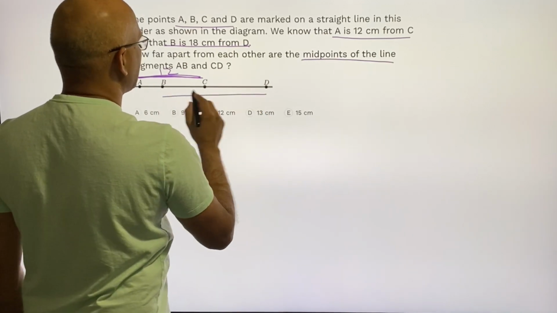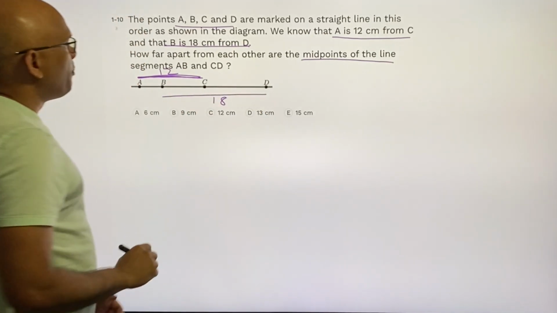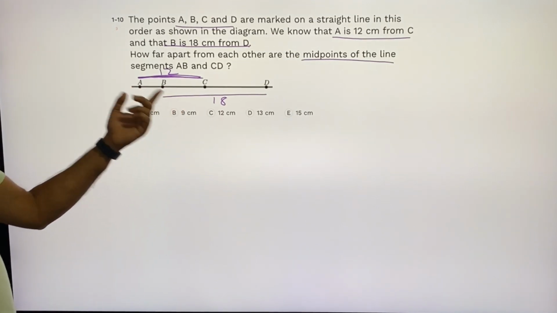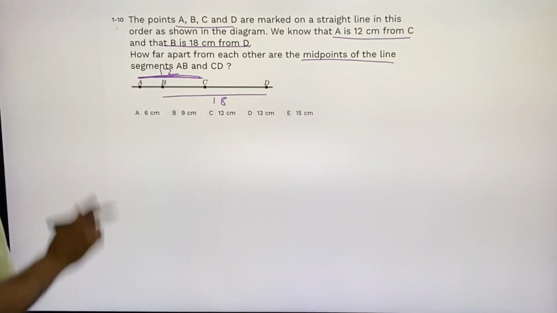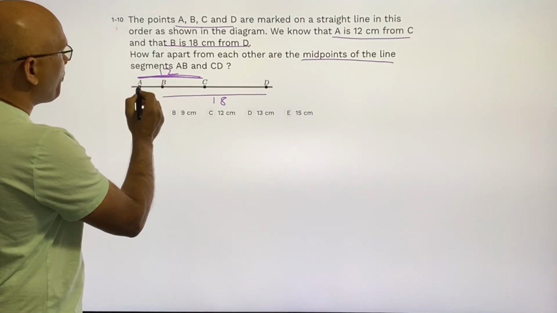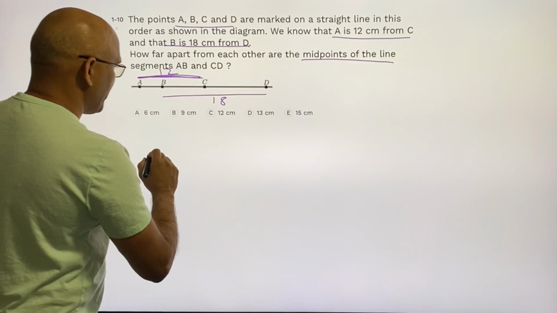B to D is given as 18, but it doesn't tell me how far apart A is from B. Actually, that doesn't matter. What if I move B to A? If I move B to A, let me just redraw this.